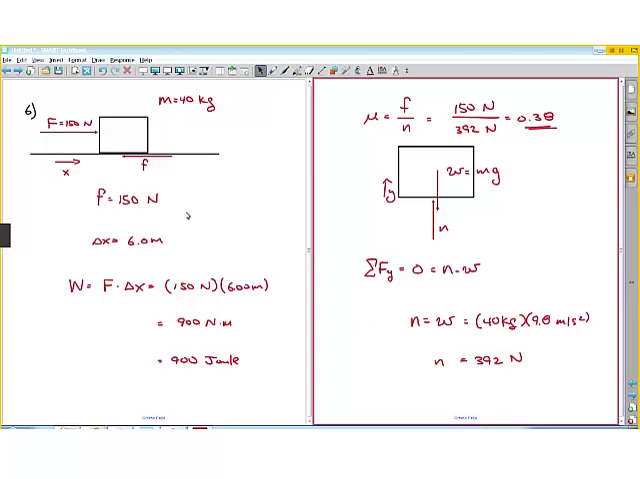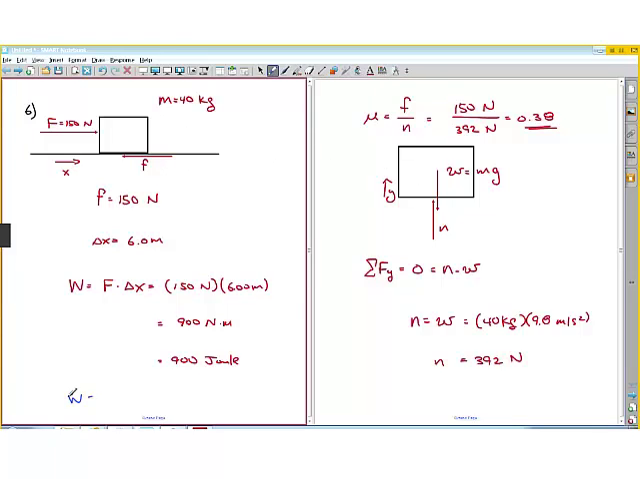Okay, so these are the correct answers. The only thing I would add to this is just a comment here. The work is actually force times displacement times the cosine of the angle theta, and that's the angle between the force and the movement. In this case, the angle is 0, so we have a specific case of theta equals 0 degrees.